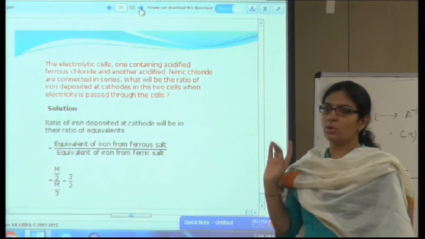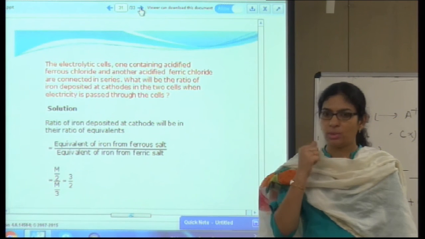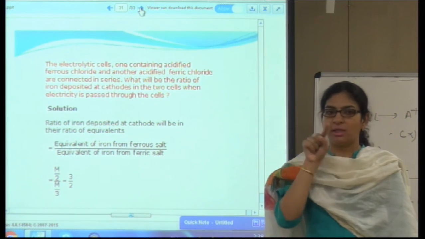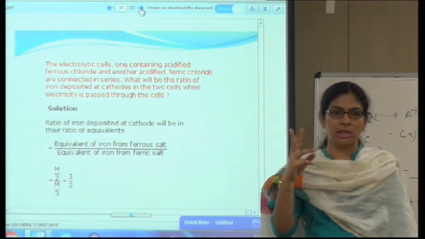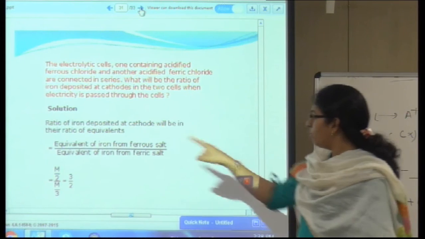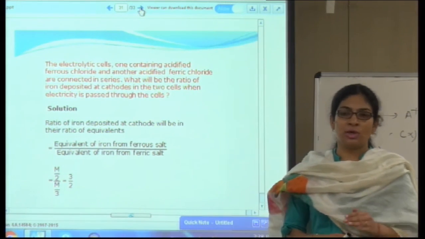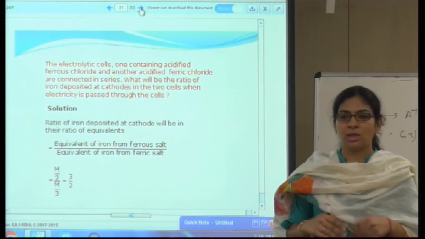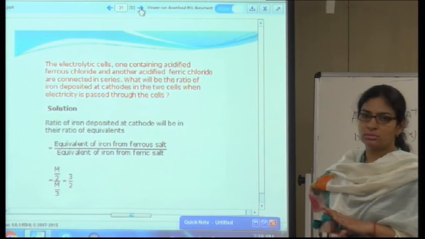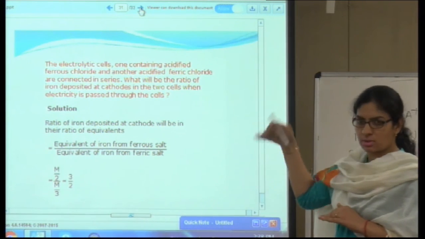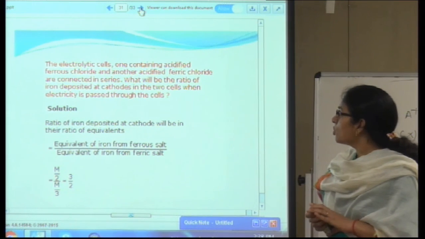So if ferrous chloride is there, it means iron is in +2 state, right? So you require 2 electrons, so the molar mass will be divided by 2. And in ferric chloride, the oxidation state of iron is 3, so you'll divide by 3. So M by 2 divided by M by 3, therefore the ratio of iron deposited will be 3:2, right? So next please.